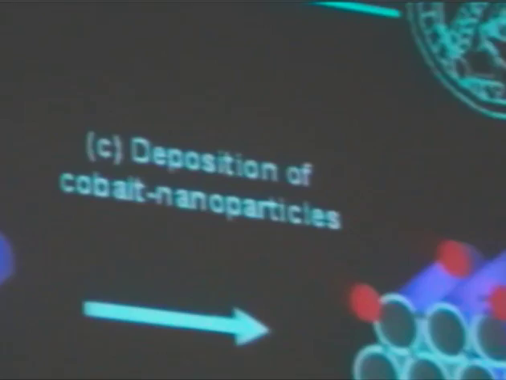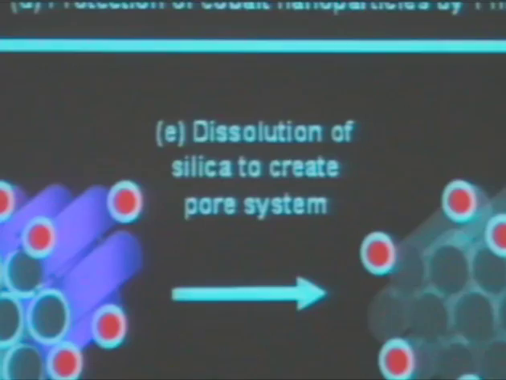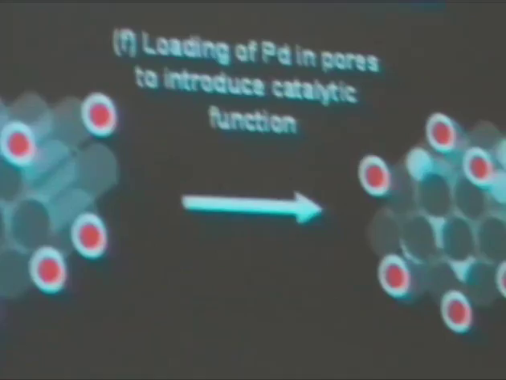So we deposit cobalt nanoparticles, and since the pores of the silica are filled, these cobalt nanoparticles can only sit on the external surface of our particles, so not obstructing any porosity in the materials. The problem with cobalt nanoparticles is they are extremely air sensitive. They burn, essentially. If you expose them to air, they burn and the magnetism is gone. And that's not what you want.